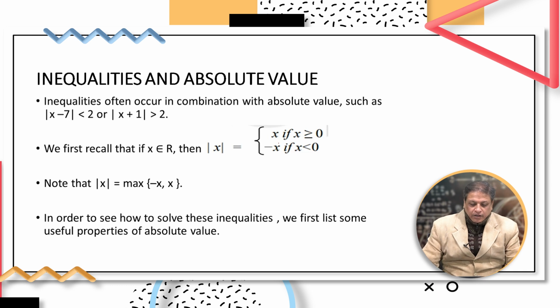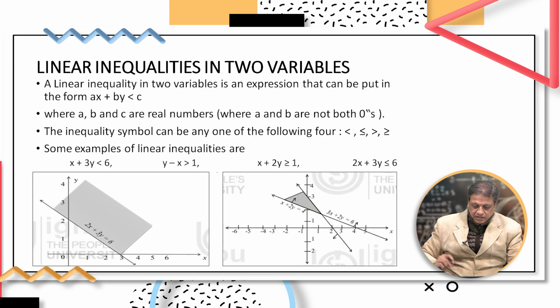We understood the concept of absolute values, that is, the absolute value of x is equivalent to x if x is greater than or equal to 0, and minus x if x is less than 0. So the absolute value of x is the maximum of minus x and x.